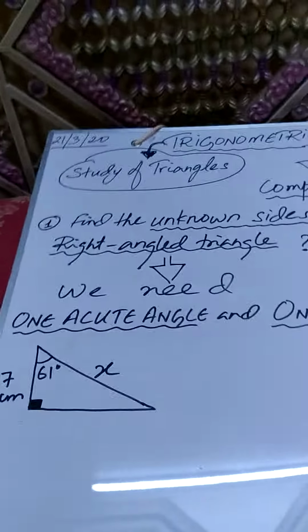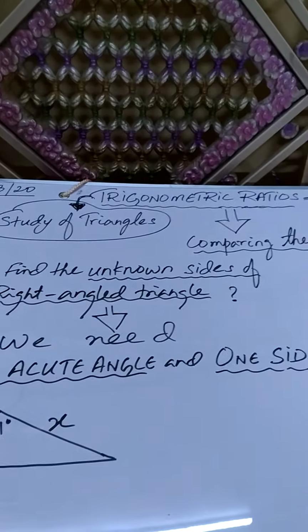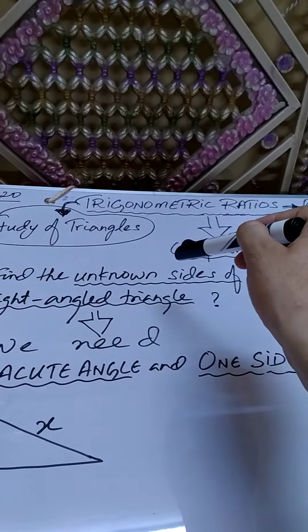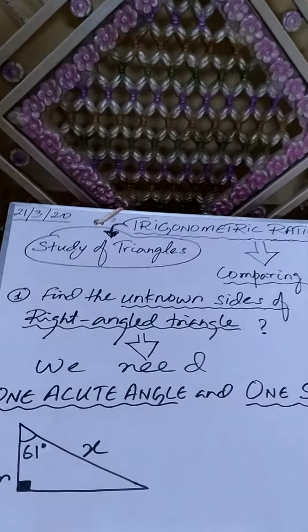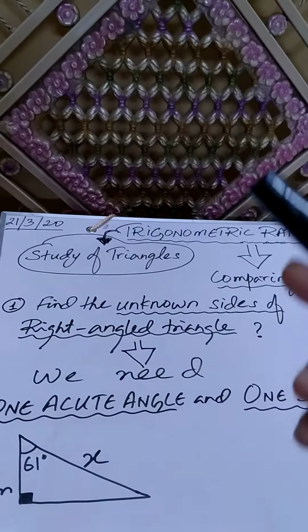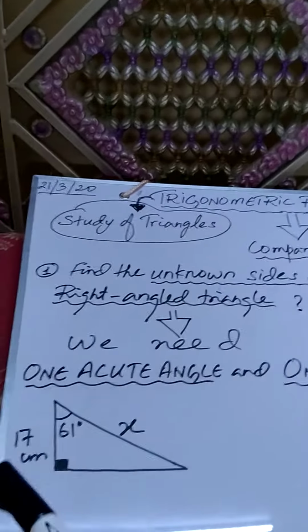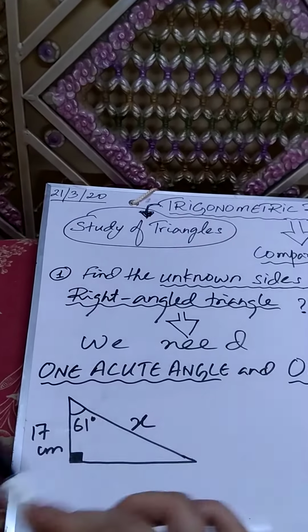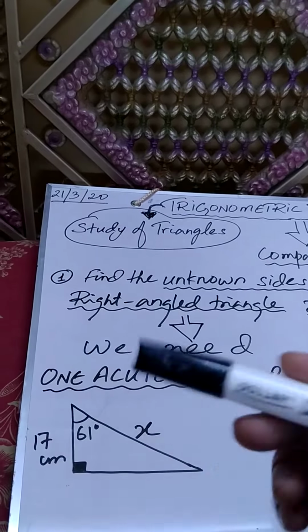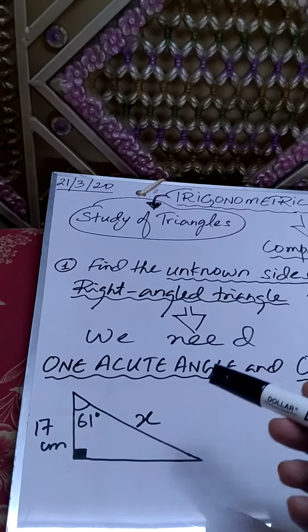Okay guys, now look here. We know that when we are finding the unknown side of a right angle triangle with the help of trigonometric ratio, we can also find the unknown side with the help of Pythagoras theorem. When two sides are given, we will find the third side by applying Pythagoras theorem.